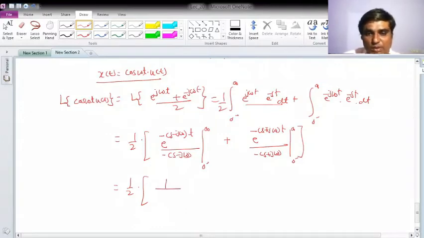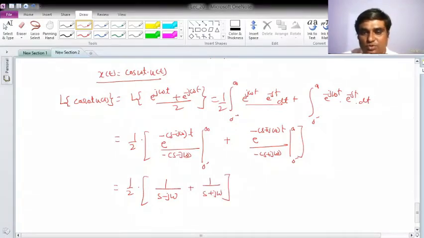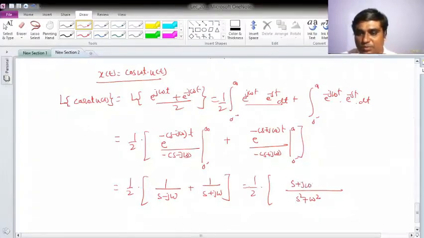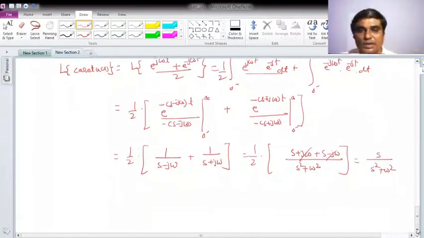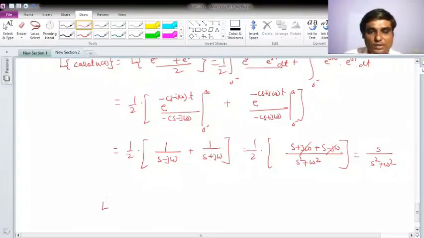So it will be 1 over s minus j omega, plus 1 over s plus j omega, and if you solve this, take the LCM: it will be s square plus omega square in the denominator, and s plus j omega plus s minus j omega in the numerator. So the j omega terms vanish, s becomes 2s, and it will be simply s upon s square plus omega square. So this is the linearity you can use. Again, one standard pair we can define.